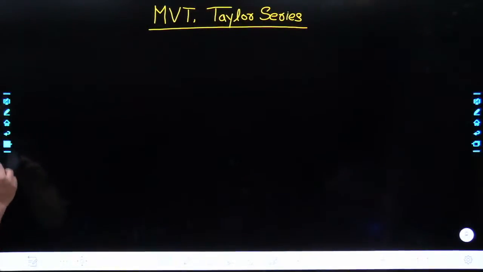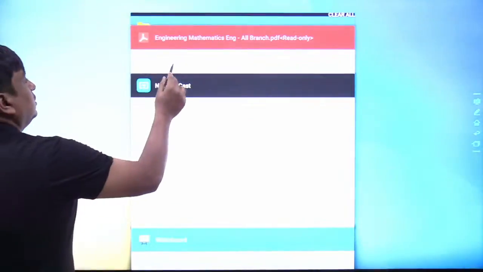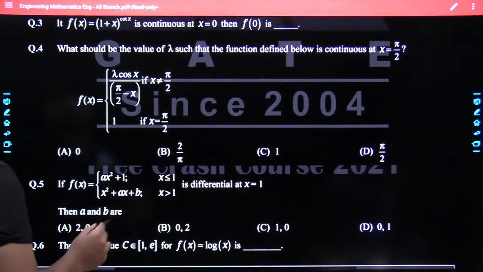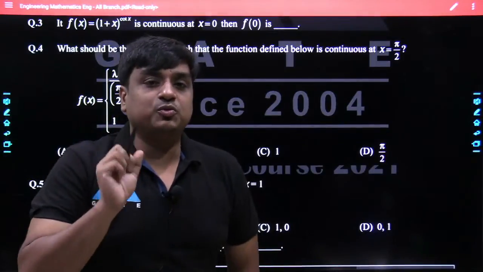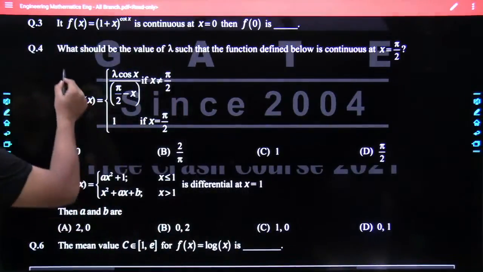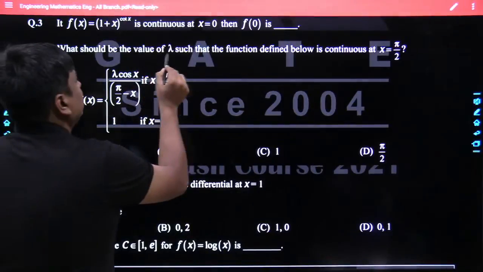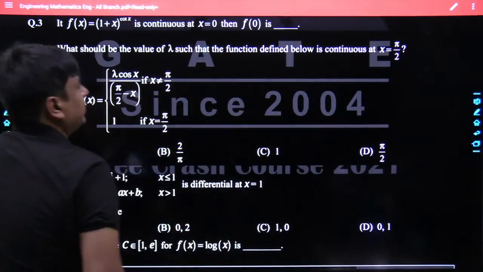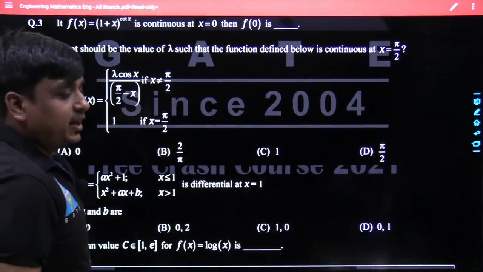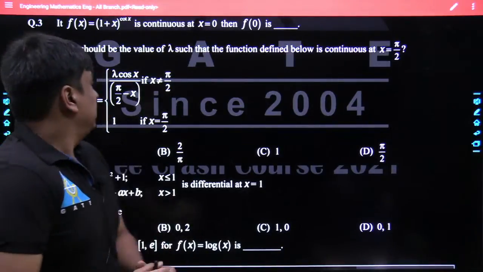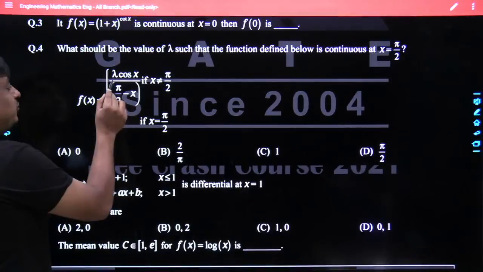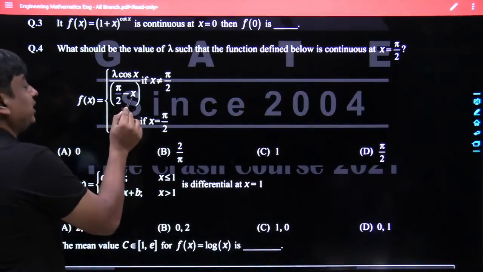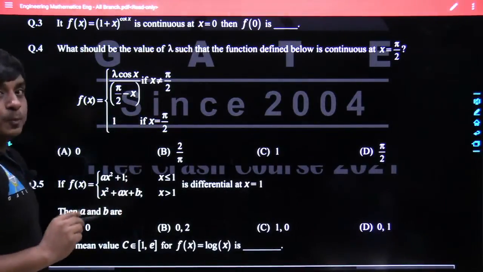Here the question was question number 4 as well as question number 5. First we are going to discuss question number 4. The problem states: what should be the value of lambda such that the function defined below is continuous at x equals pi by 2. The function f of x is defined as lambda cos of x divided by pi by 2 minus x when x is not equal to pi by 2.